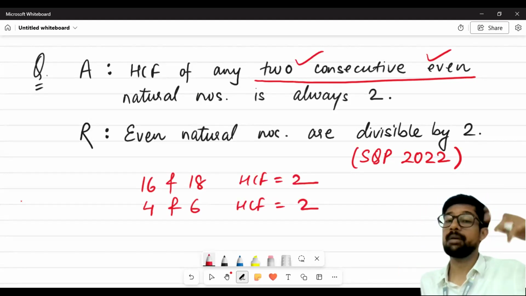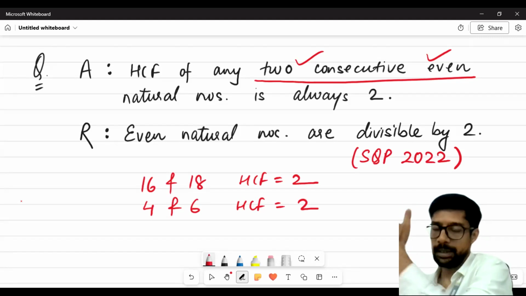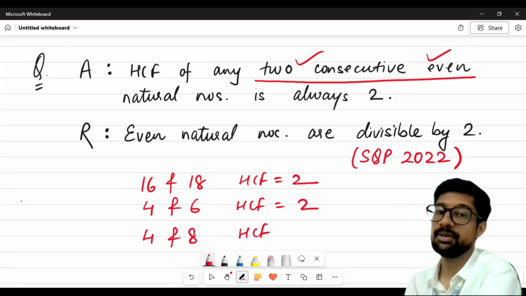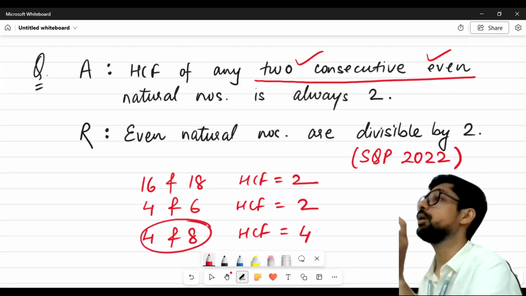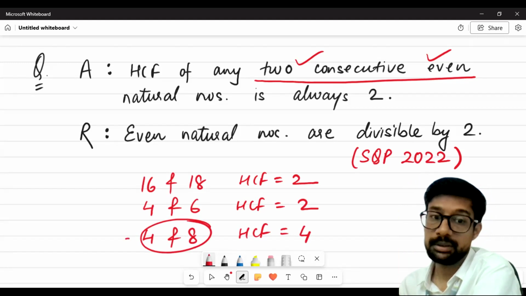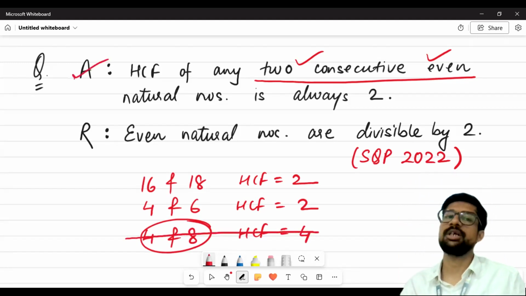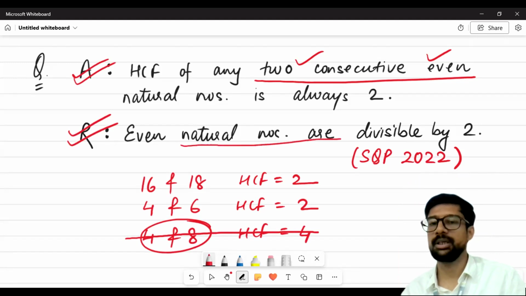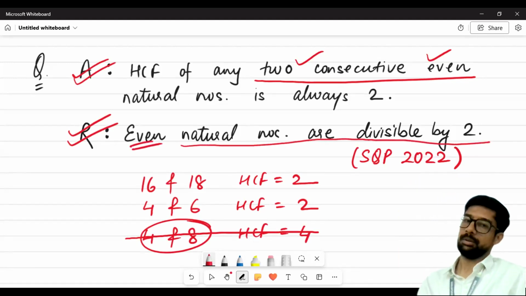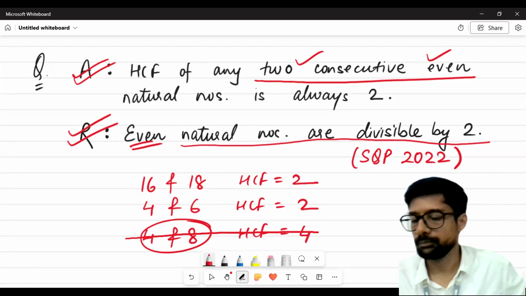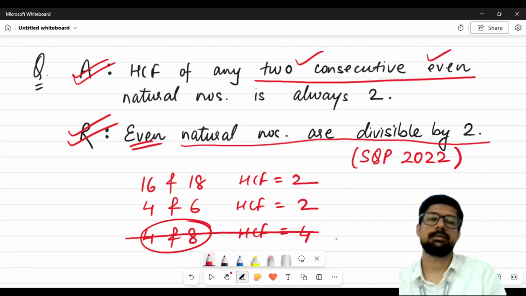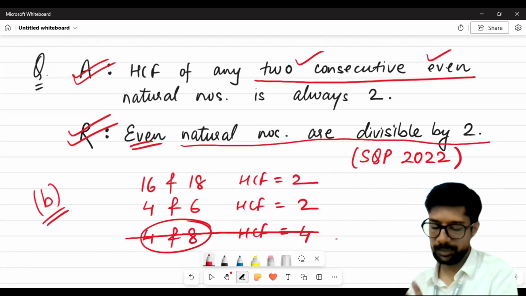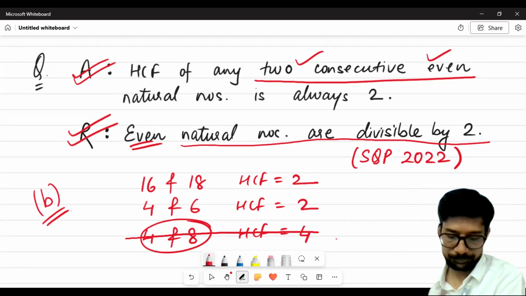They are even numbers, so they are divisible by 2. It is the smallest prime number, so there is no chance of a bigger power. One possibility would be 4 and 8, where I'd say the HCF is now 4, but these numbers are not consecutive. That's the approach, that's the game. So both statements are true, but the explanation is not meant for it, it's not describing the HCF case. Yes, all even natural numbers are divisible by 2, but it is not describing the above situation at all. So option B was the correct answer for this. So this was also a good range workout. Let's see the next.